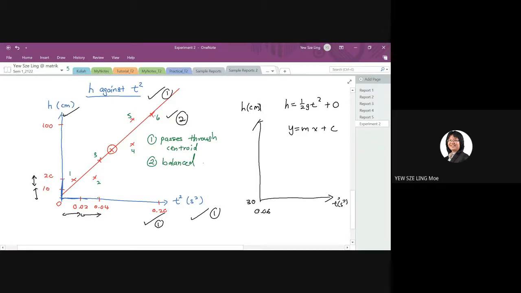The remaining 4 points distribute evenly above and below the best fit line. Point 1 and point 5, 2 points above the best fit line. Point 2 and point 4, 2 points below the best fit line. So this is what we call balance. Points above and points below are balanced.